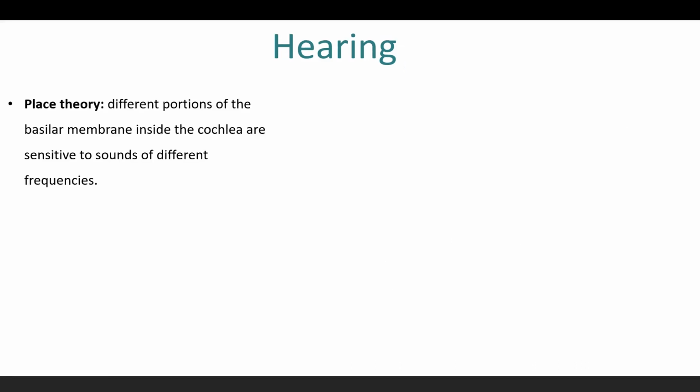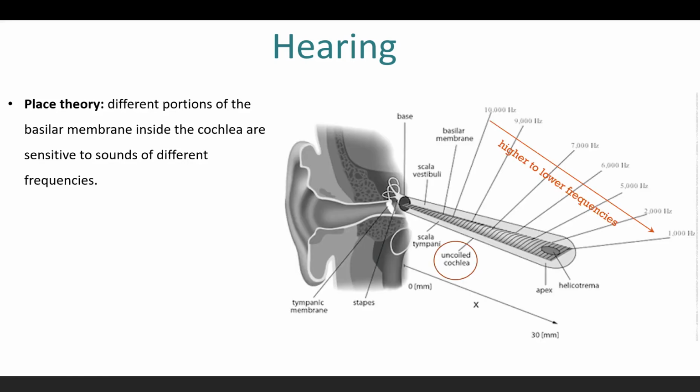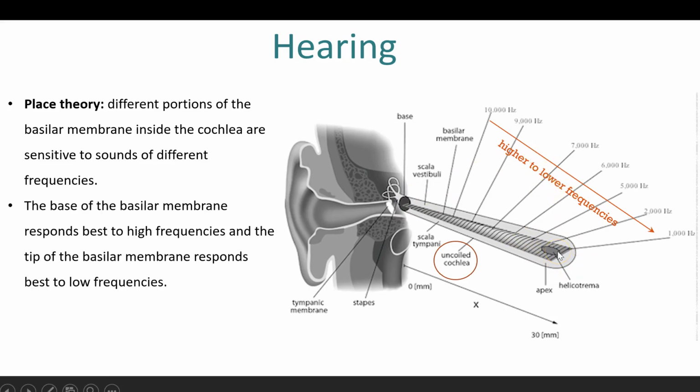And then further, according to place theory, different portions of the basilar membrane inside of the cochlea are sensitive to the sounds of different frequencies. So here we have an uncoiled cochlea, and higher frequencies occur at the base here, whereas lower frequencies occur at the tip of the cochlea here. And the base of this membrane responds best to high frequencies. So high frequencies respond best in this area, whereas the tip of the membrane responds best to lower frequencies.